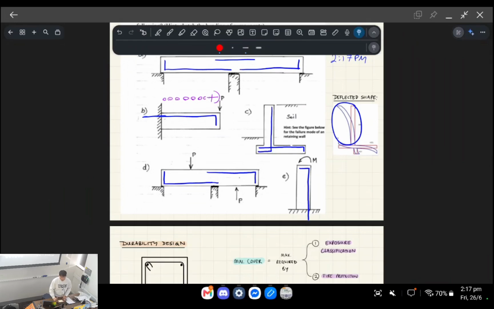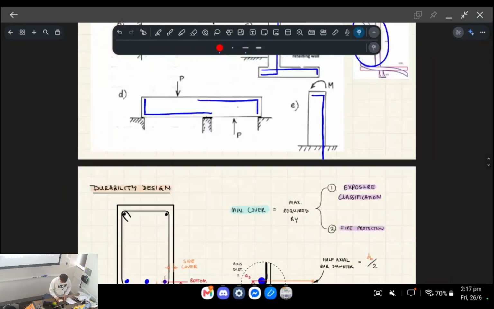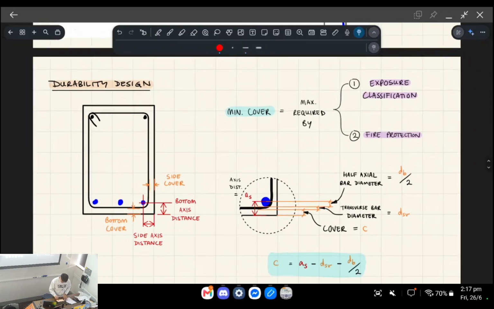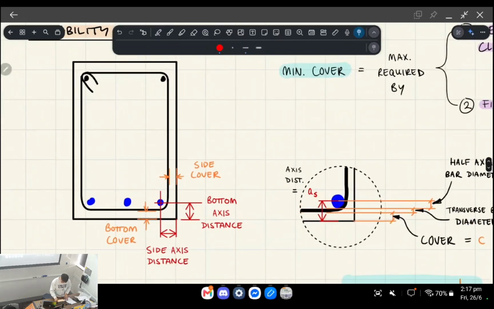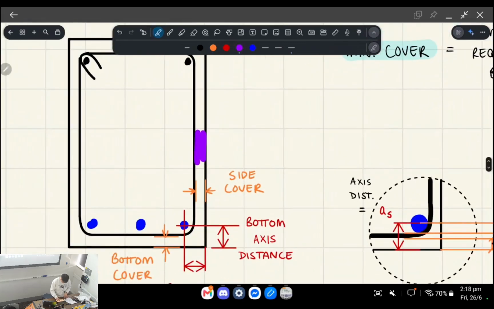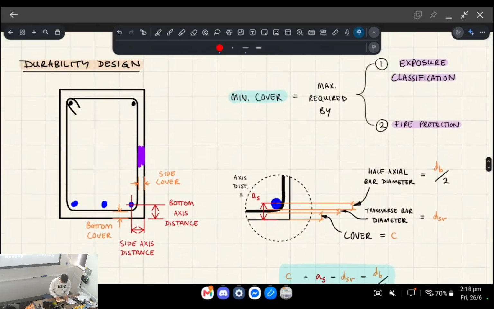So remember, durability is to do with protecting the steel. Okay, so there's a few things you need to do. You need to consider chloride exposure, and you need to consider fire protection. Both of these will result in something called minimum cover, and like I briefly alluded to earlier in the workshop, that's to do with how much padding you have around the bar of concrete. Okay, so this is called minimum cover.